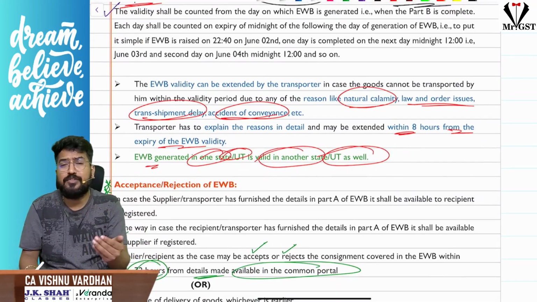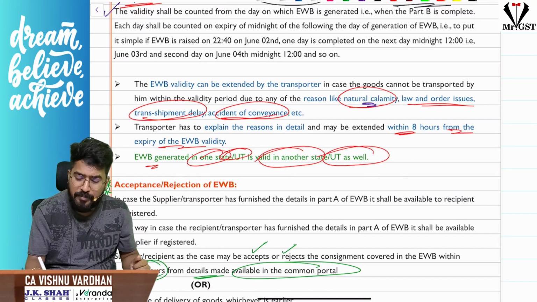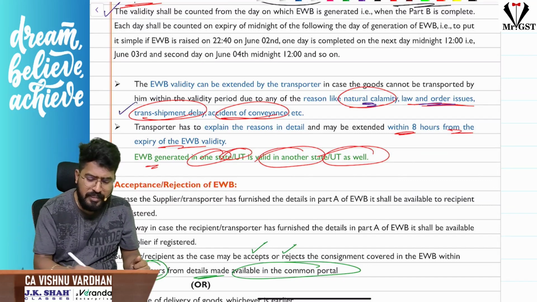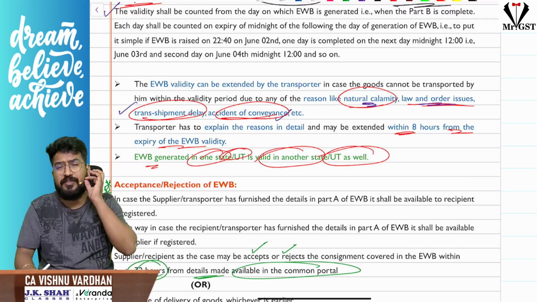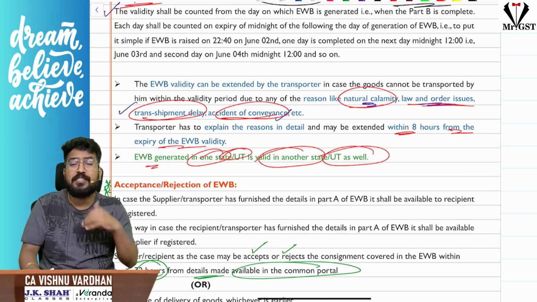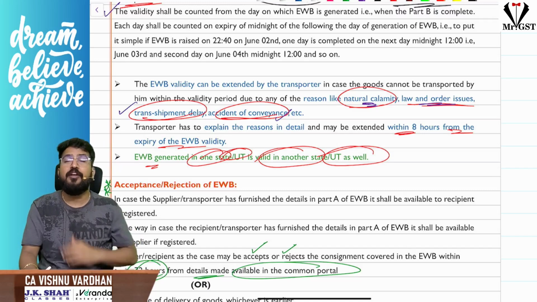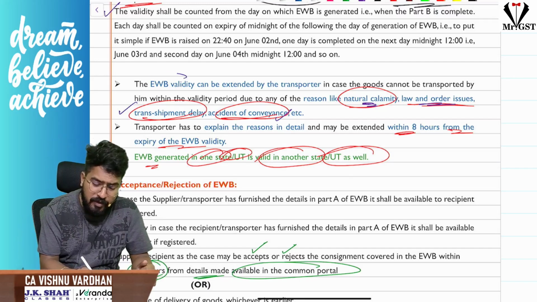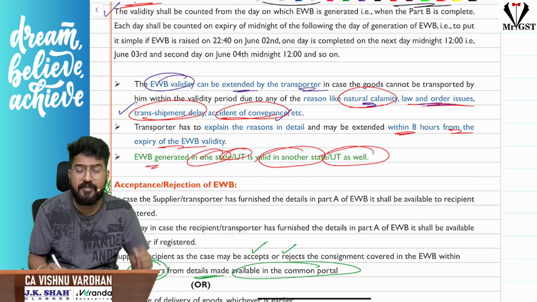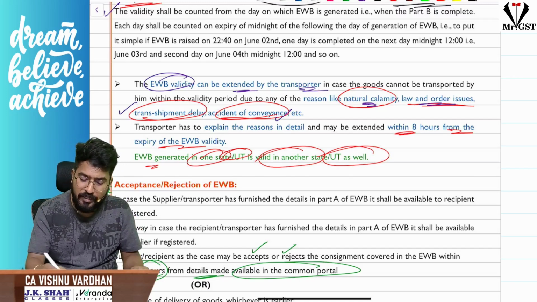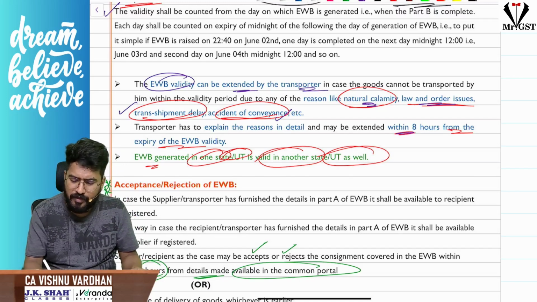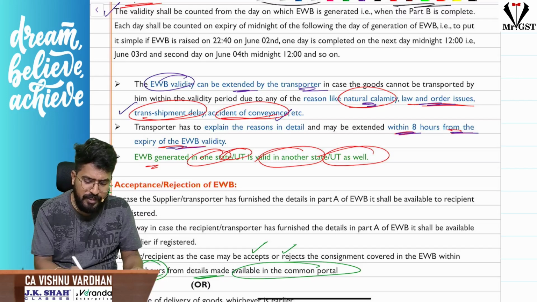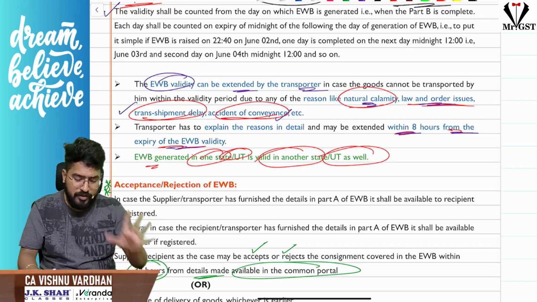And sir, suppose there are any natural calamities or law and order issues or transshipment delays or accident of conveyances, etc. Sir, due to various reasons I am not able to deliver the consignment within the time limit of the EWay bill, then what can we do? Sir, the EWay bill validity can be extended by the transporter, but he should do that within 8 hours from the expiry of the EWay bill validity. Okay, so that is the concept.